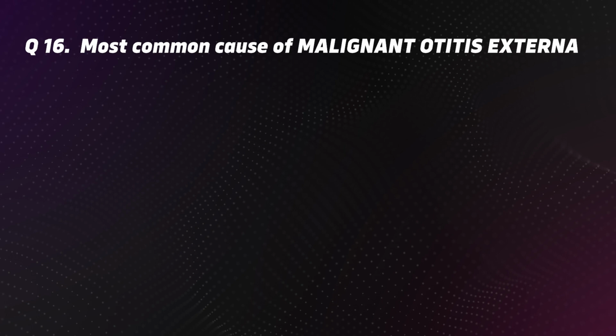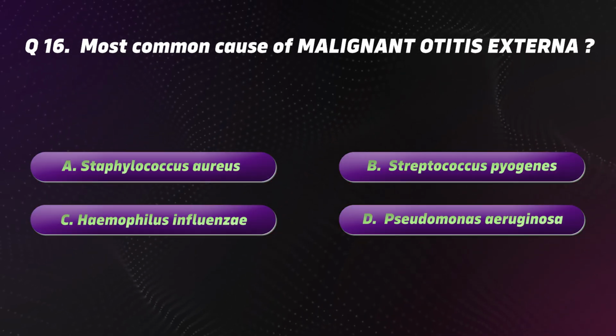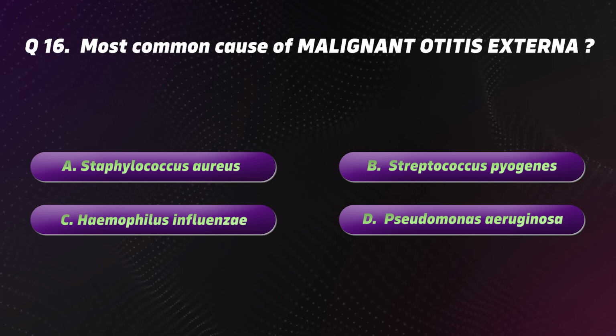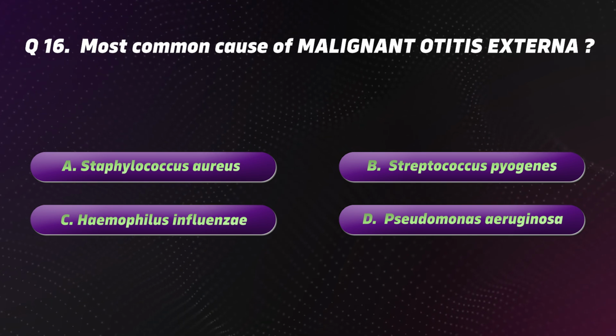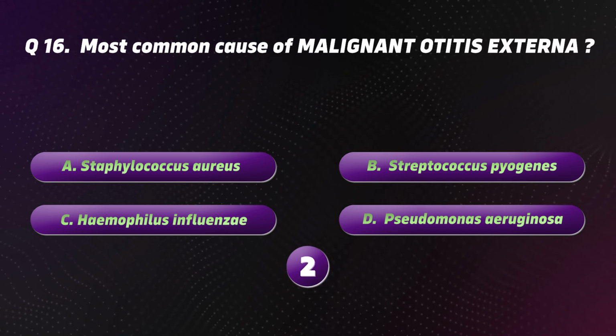Question 16. Most common cause of malignant otitis externa. Here are the options. A. Staphylococcus aureus. B. Streptococcus pyogenes. C. Haemophilus influenzae. D. Pseudomonas aeruginosa.